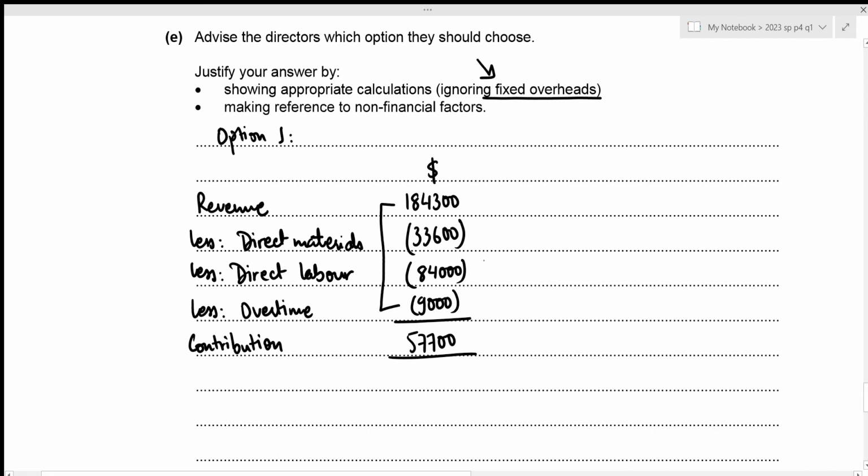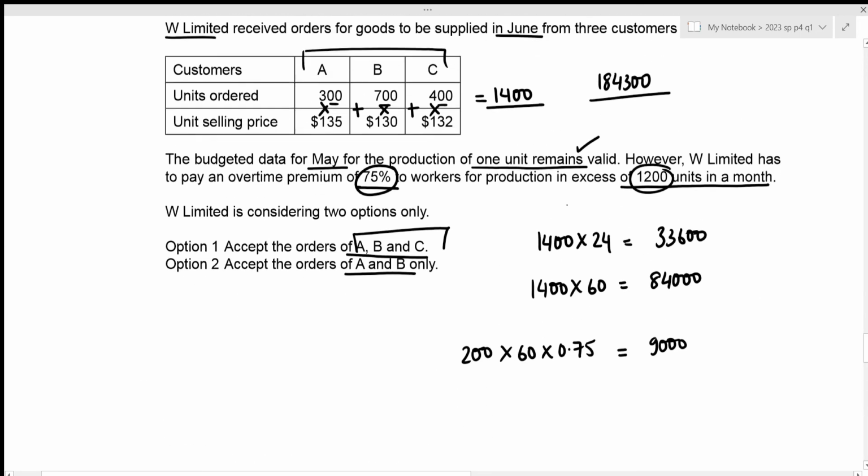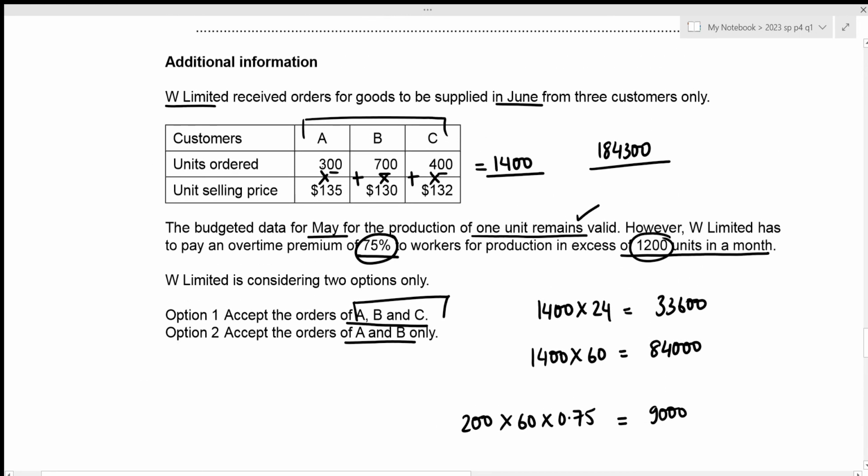Okay, now we repeat the same process for option 2. We again start with the revenue. But for option 2, we are only accepting the orders of A and B, right? So the total revenue is only going to be 300 times 135 plus 700 times 130. We're completely ignoring this, which gives the total revenue to be 131,500. Let's write it down.